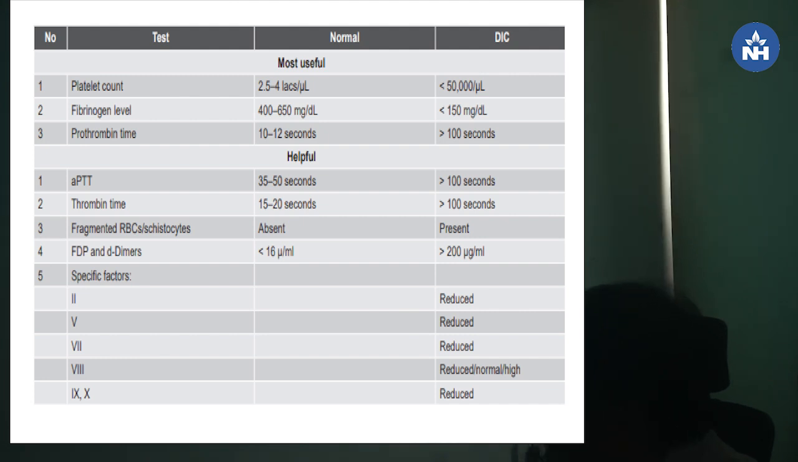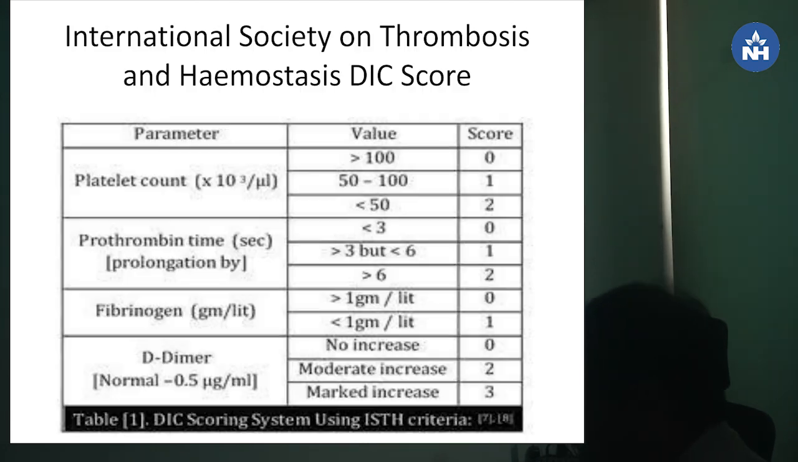These are the tests we usually do to diagnose DIC: fibrinogen level, platelet count, prothrombin time, APTT, thrombin time, fragmented RBC, whether seen or not, to differentiate from MAHA, FDP and D-dimer, and specific factors. Usually all these are reduced in DIC. There is the International Society on Thrombosis and Haemostasis DIC score. It consists of platelet count, prothrombin time, fibrinogen and D-dimer. If the score is more than 5, then DIC is suspected.